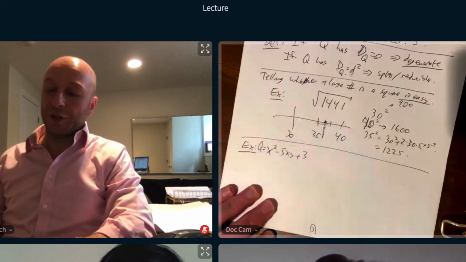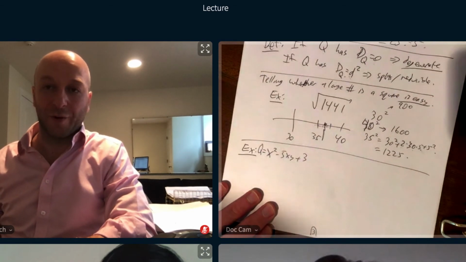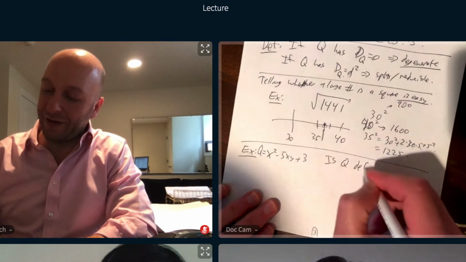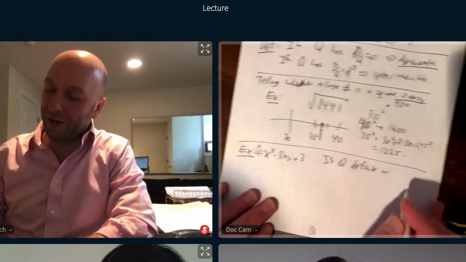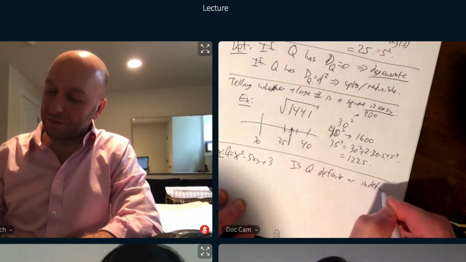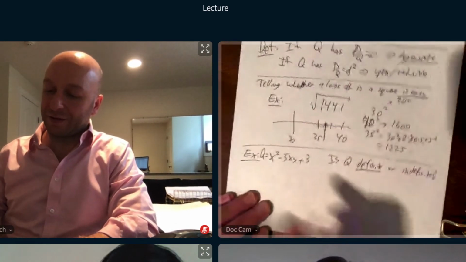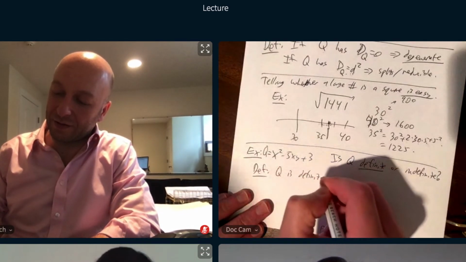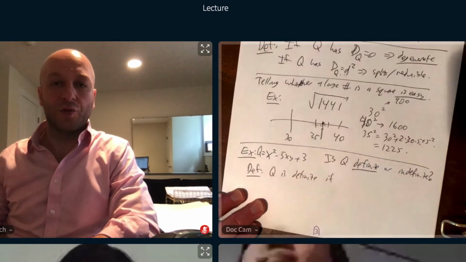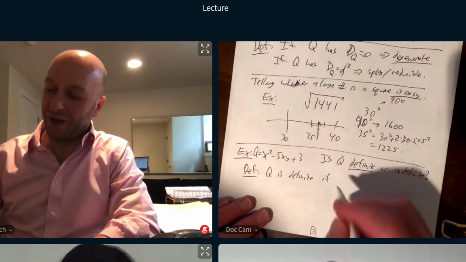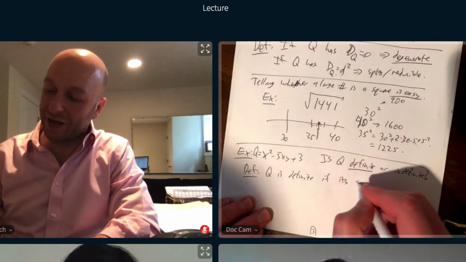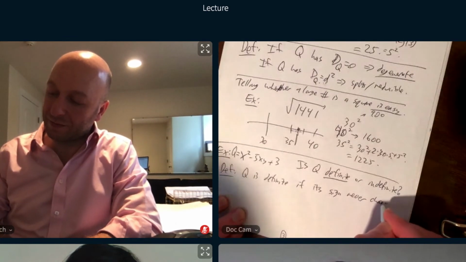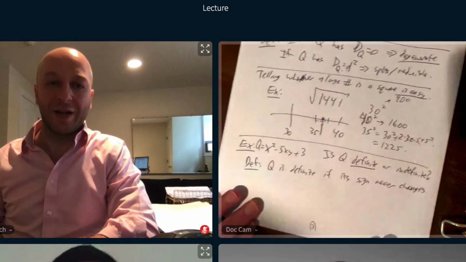Okay. The first question we need to ask about this quadratic form is, is it definite or indefinite? Is Q definite or indefinite? Definite means, by definition, Q is definite if it only takes either positive or negative values, if its sign never changes. Like it's definitely positive or it's definitely negative.